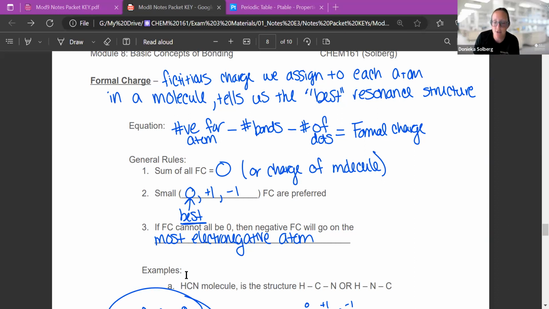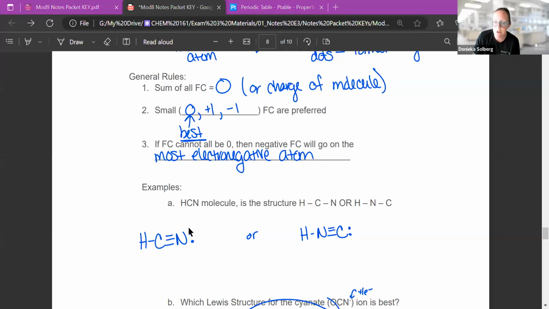So let's do it for HCN. Is the structure HCN or HNC? Which one is better? Go ahead and draw those. Try to follow your Lewis dot structures, and then we'll do formal charges. Okay, so these are the two Lewis dot structures.